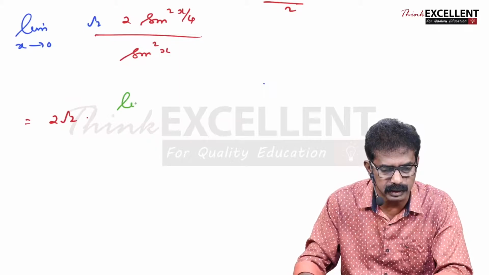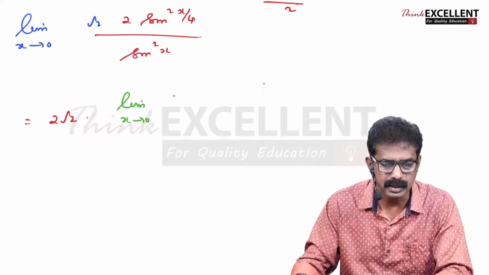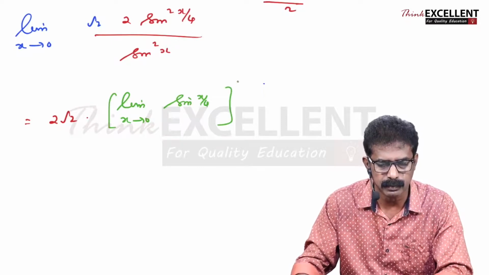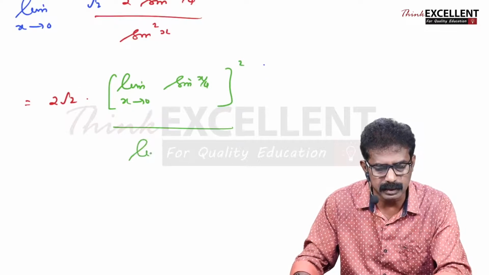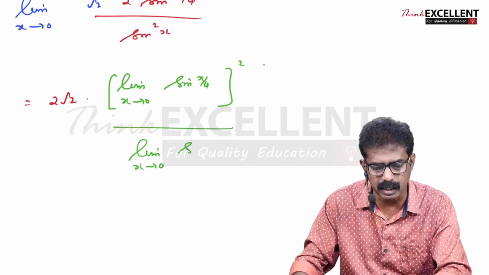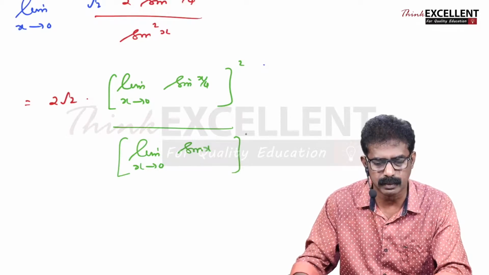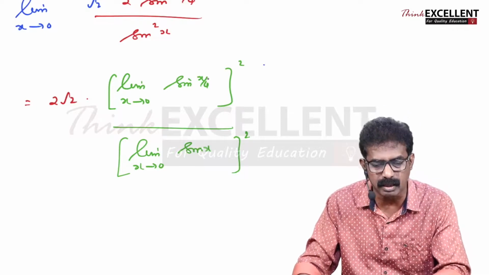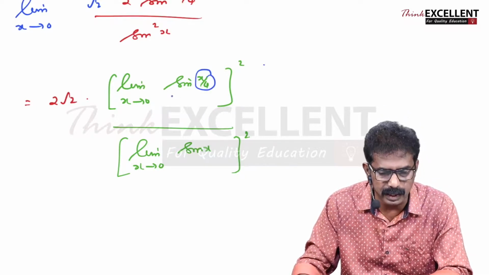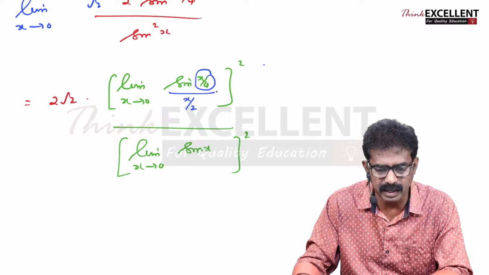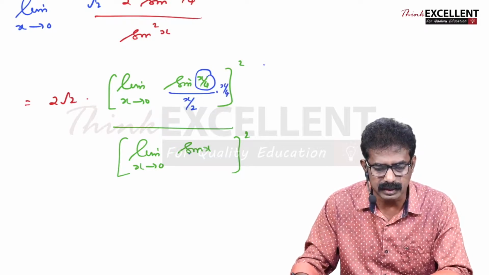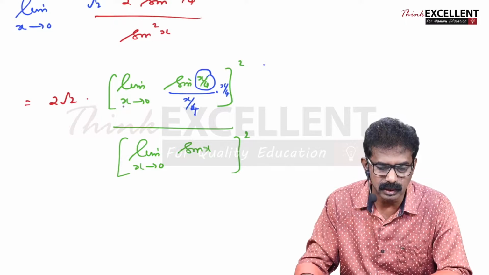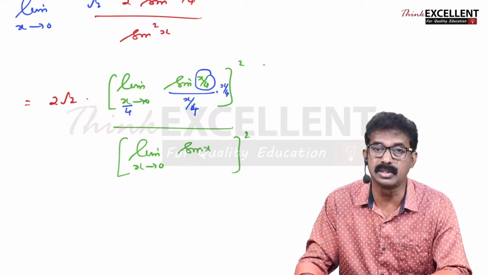So you are getting limit x tends to 0, sin square x by 4, I am writing sin x by 4 the whole square, divided by limit x tends to 0, sin square x, I am writing sin x the whole square. Now you know the trigonometric limit: theta tends to 0, sin theta by theta is 1. If it is x by 4, I want an x by 4 here. If I divide, I have to multiply also, right? Here sin x by 4, so x by 4. Then the limit also I have to change. So divide both sides by 4. So x by 4 tends to 0 by 4, which is 0 only.